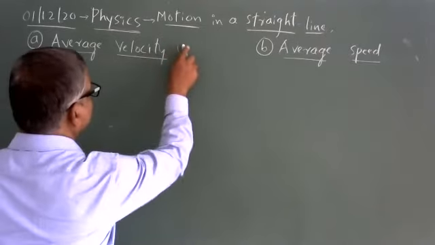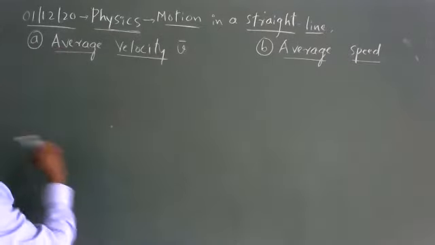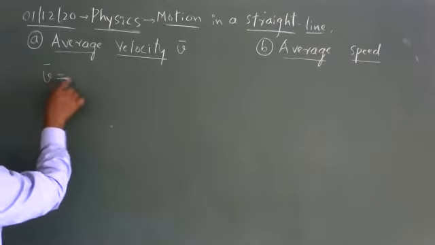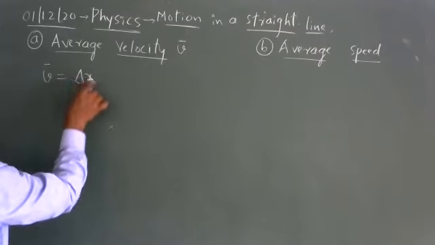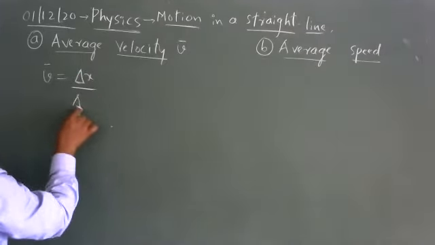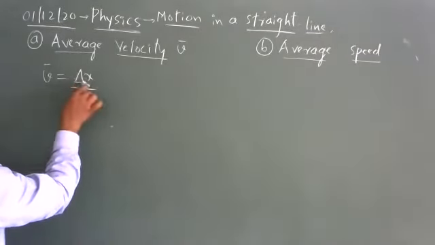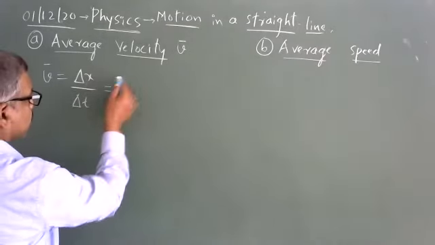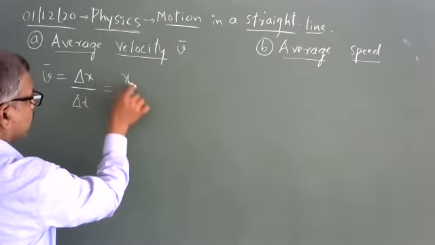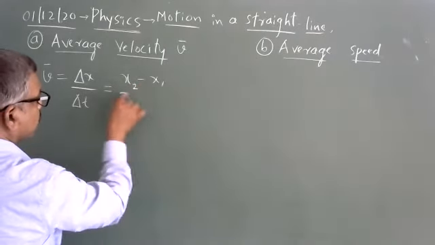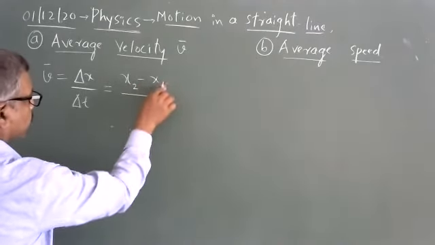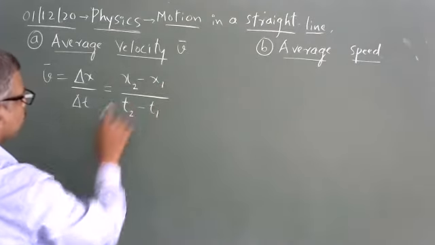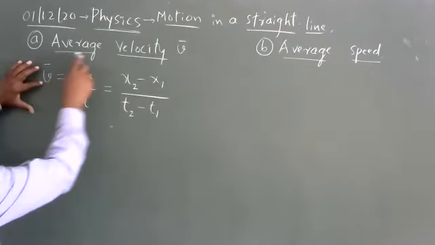Mathematically, it is defined as v bar. It is called average velocity. Mathematically, v bar is equal to change in displacement, or change in position, to change in time. This change in position is called displacement. It is displacement upon change in time. So this can be written as x2 minus x1 divided by t2 minus t1.